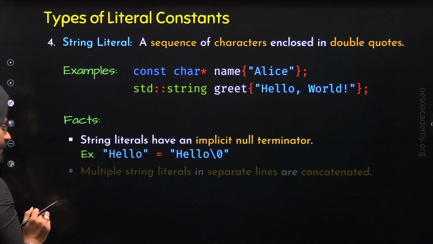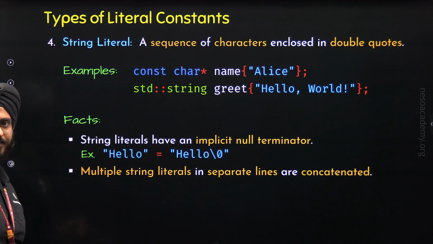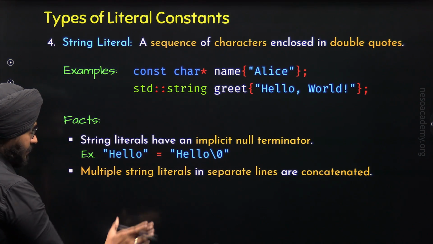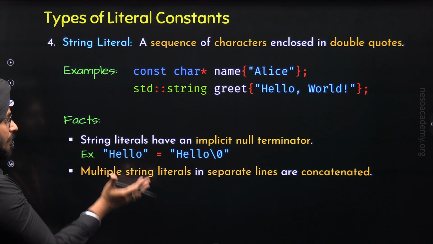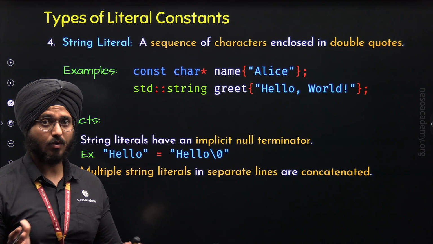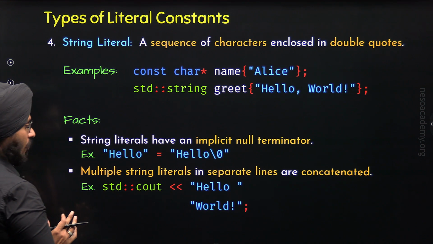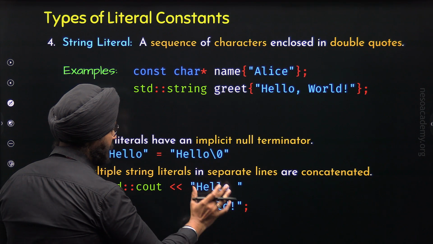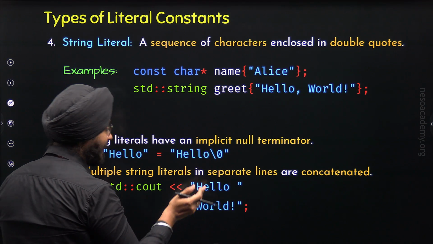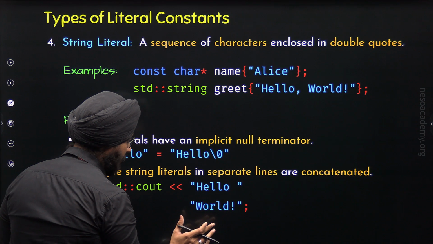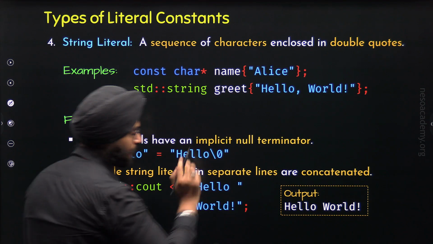Now here is the second fact. Multiple string literals in separate lines are concatenated. If we write multiple string literals in separate lines, especially in the case of cout, then those strings will be concatenated, that is, those strings will be joined. For example, here I have defined this cout object, and to this cout object I have passed these two string literals, and they are on multiple lines. They will be concatenated. This means they will get joined, and we will get the output hello world on the screen in a single line.